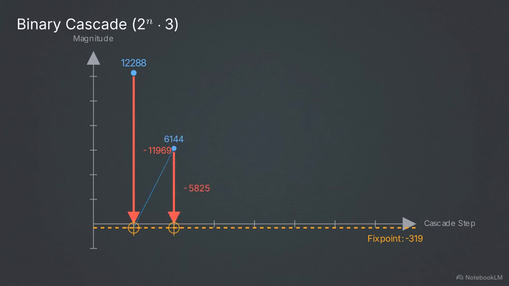12,288 minus 11,969 locks on to negative 319. 6,144 minus 5,825 also anchors at negative 319.